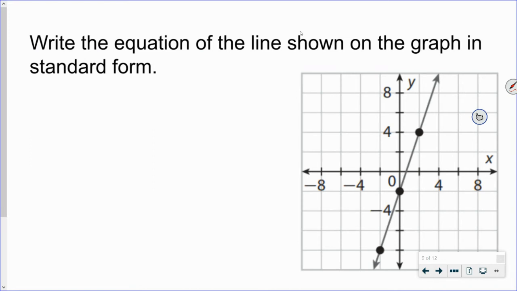Okay, so we've got a line, and we want to write the equation of this line in standard form. All right, so I have a y-intercept, don't I? What's my y-intercept? Well, this is marked by 2, so my y-intercept then is -2. The point value here is 0, -2. And this point is 2, 4.